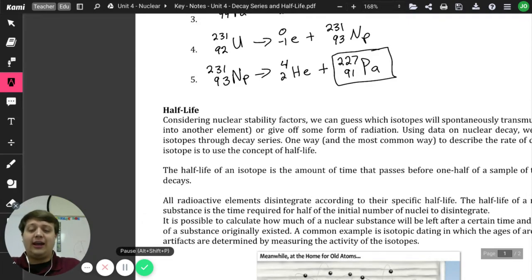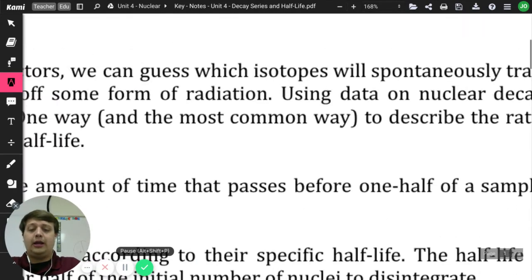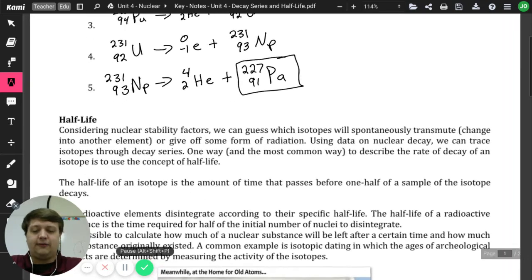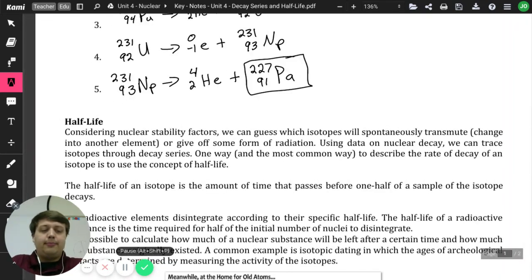Well, half-life is actually what we use to do carbon dating of different substances. So we're trying to figure out how old a substance is, and what we do is we use half-life. Half-life is basically just how long it takes for half of that substance to go through some kind of decay. When I'm looking at the half-life of a substance, I'm looking at how those isotopes went through a decay series.